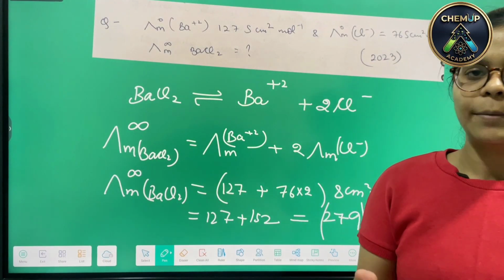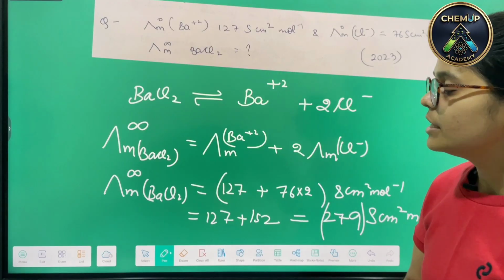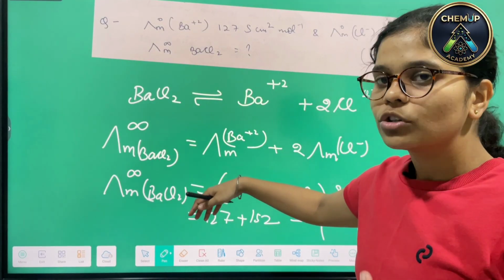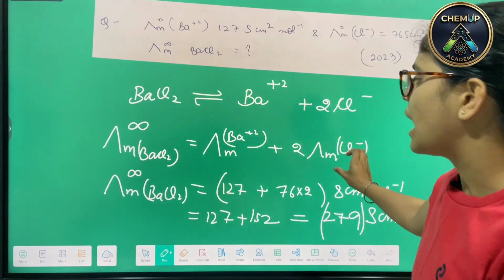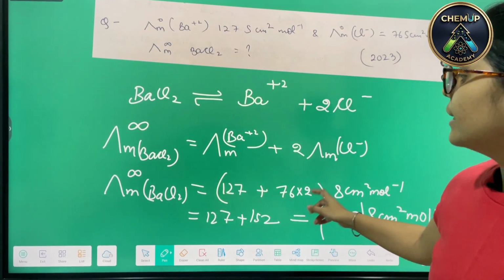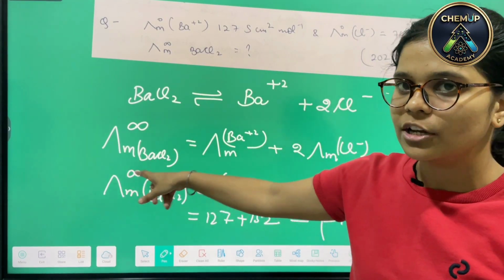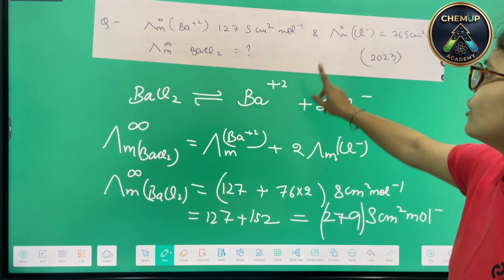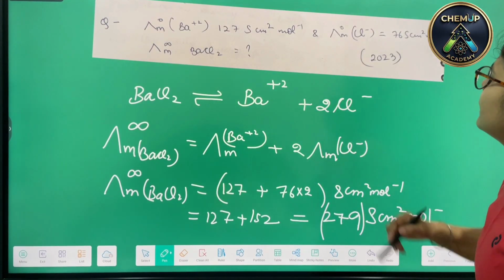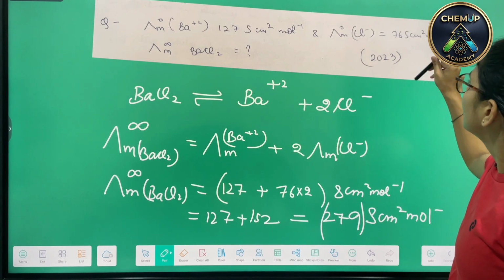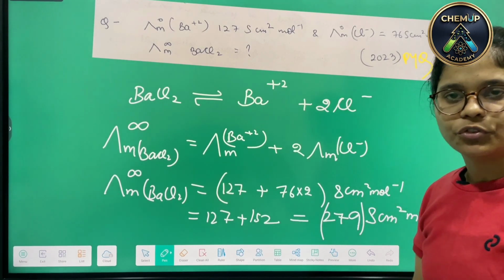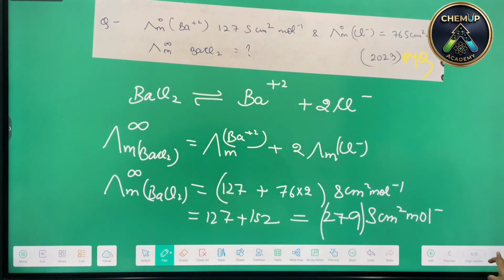Just applying the principle directly, that means at infinite dilution, the electrolyte behaves as the sum of the molar conductivity of its ions. So molar conductance at infinite dilution is the sum of the molar conductivity of its ions. Just placing the values that have been given directly, and it is your PYQ for year 2023. Coming on to the next question.